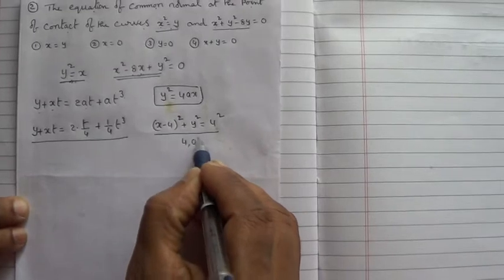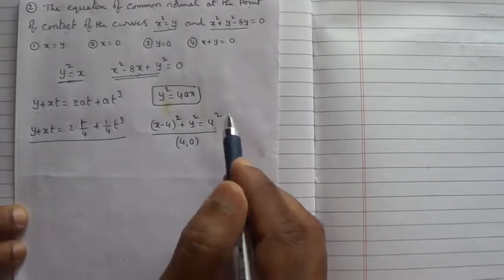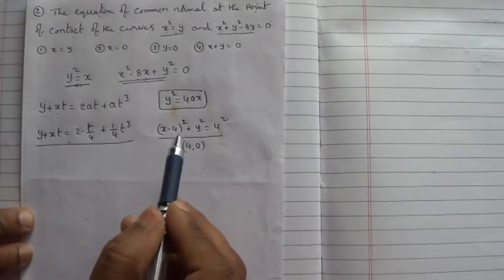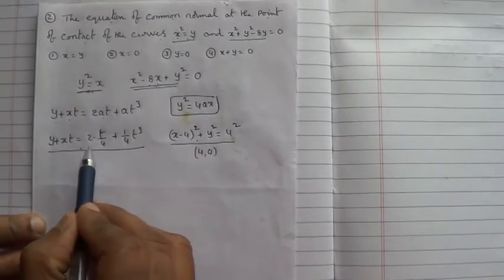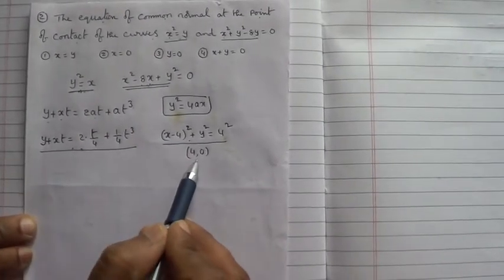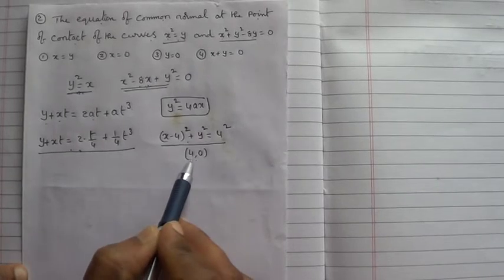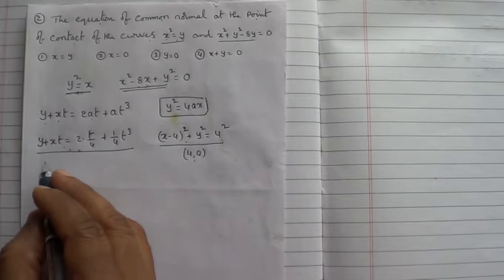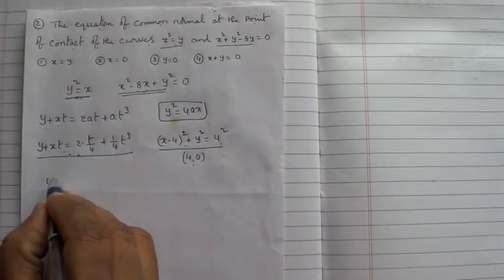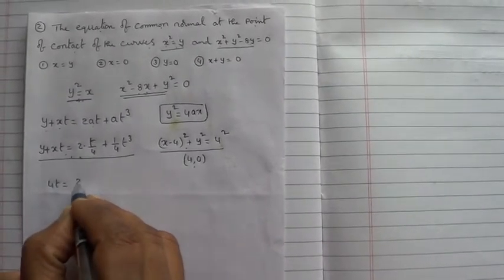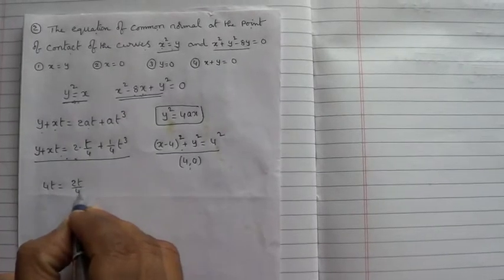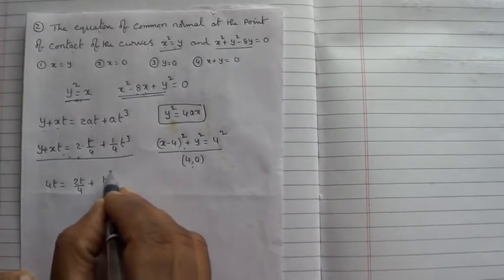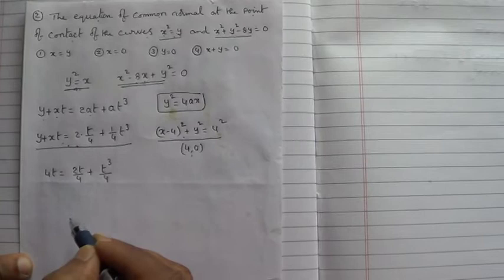Center is (4, 0). Since the normal to the circle always passes through the center of the circle, substitute (4, 0) here. What will we get? You will get 4t = 2t/4 + t cubed/4.